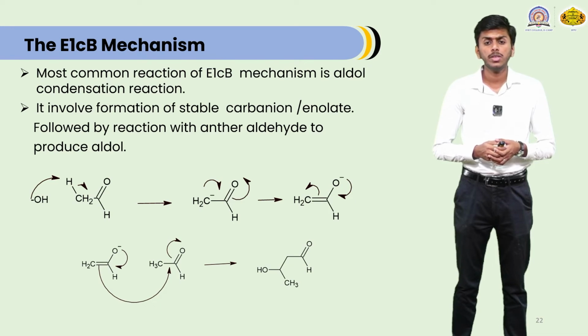It involves the formation of a stable carbanion followed by reaction with another aldehyde producing aldol. Here the base abstracts the alpha hydrogen of an aldehyde and the carbanion is formed. This molecule reacts with another mole of the aldehyde, forming the final product.